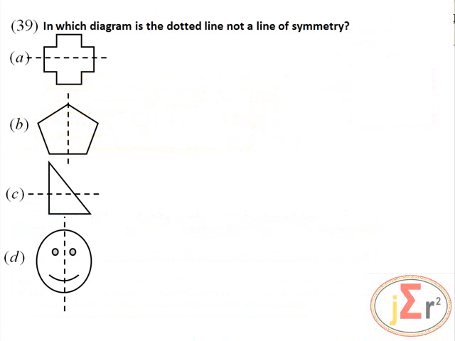In which diagram is the dotted line not a line of symmetry? What is a line of symmetry? As we have in the statement of the problem, that phrase, not a line of symmetry, means which one of these does not represent a line of symmetry?